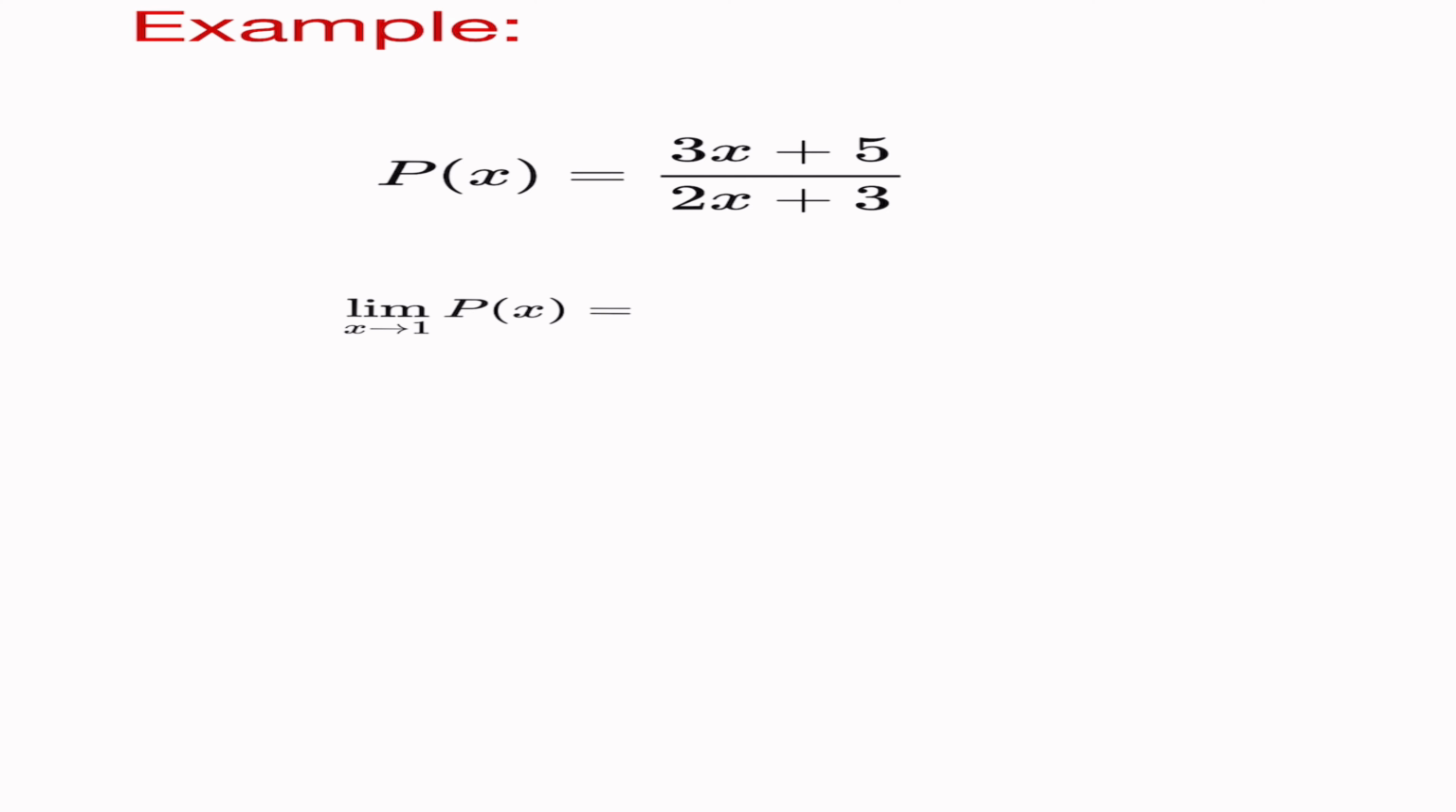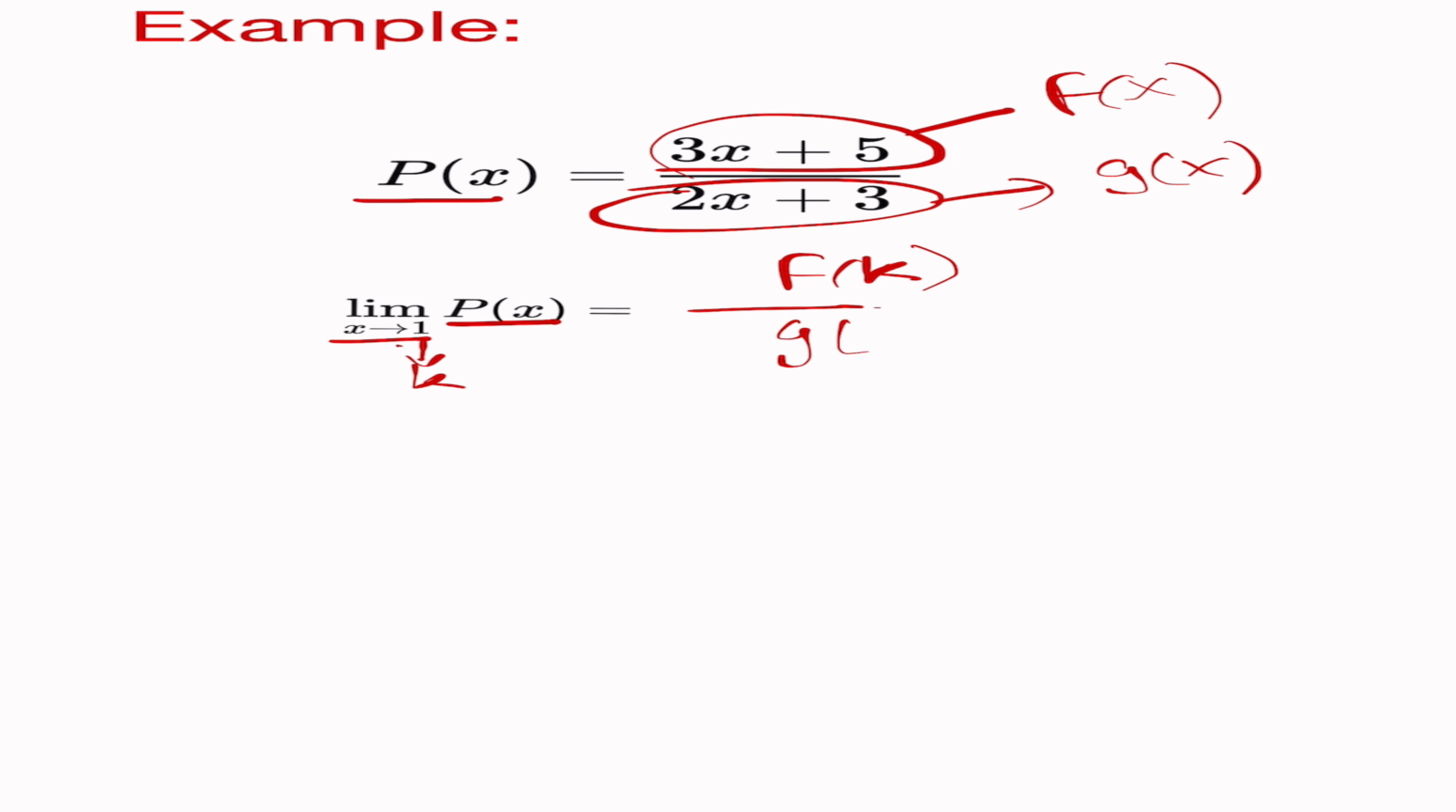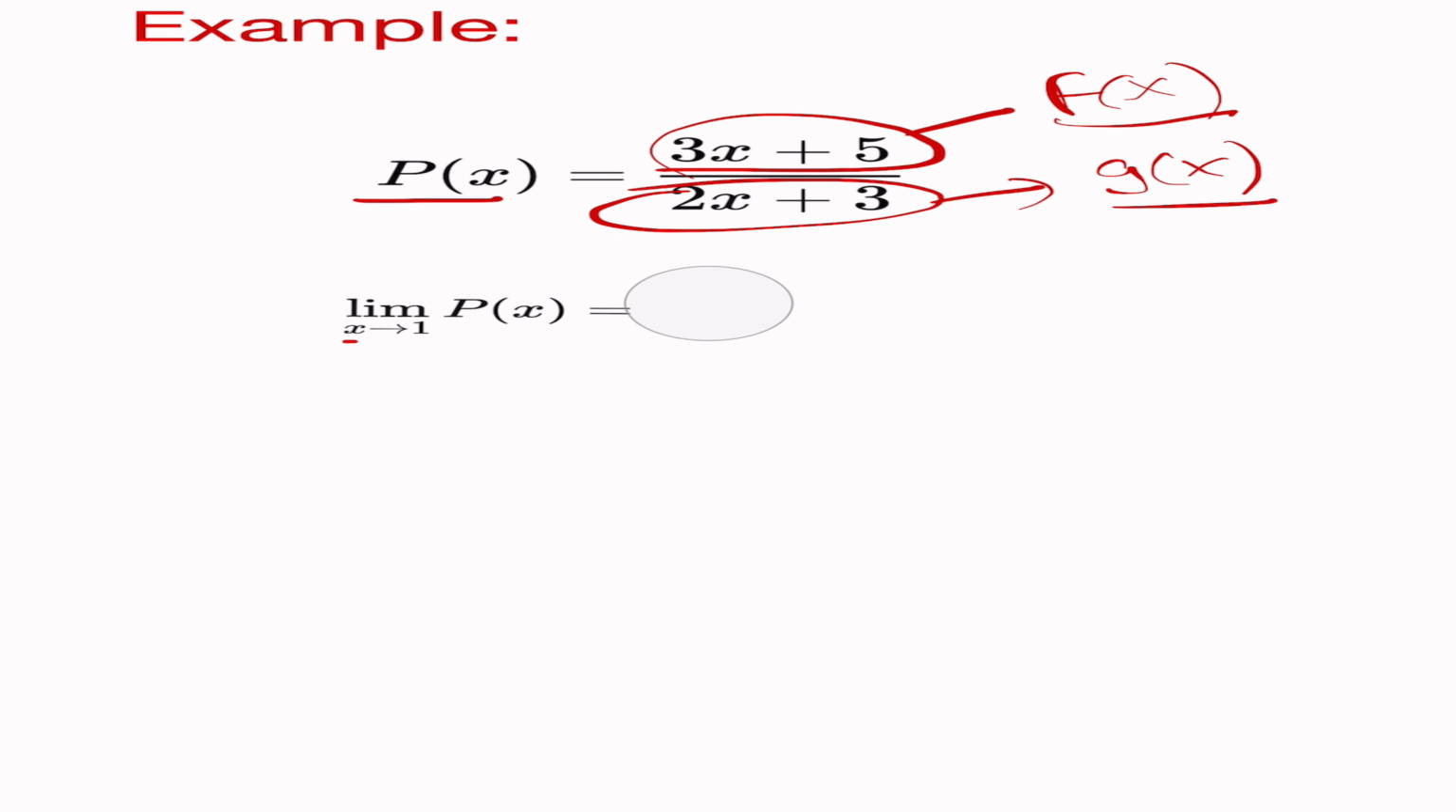So let's say we have p of x equal 3x plus 5 over 2x plus 3. So this is a rational function. Treat the numerator as f of x and treat the denominator as g of x. Now here x approaching to 1, that means limit x approaching to 1 of p of x. Think about 1 as k. So we know if it's k, then it's going to be simply f of k over g of k, right? That means we just have to plug in the k value in the f function and g function. But here k is 1.